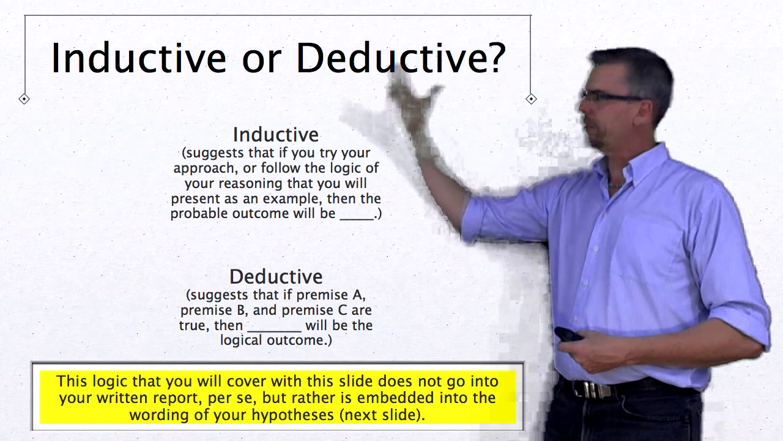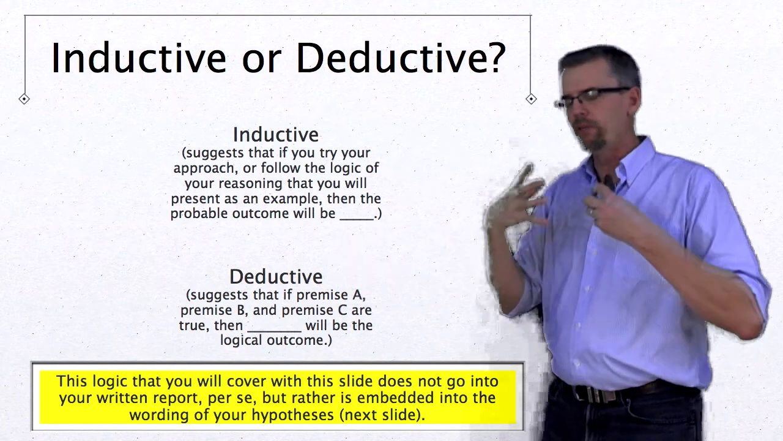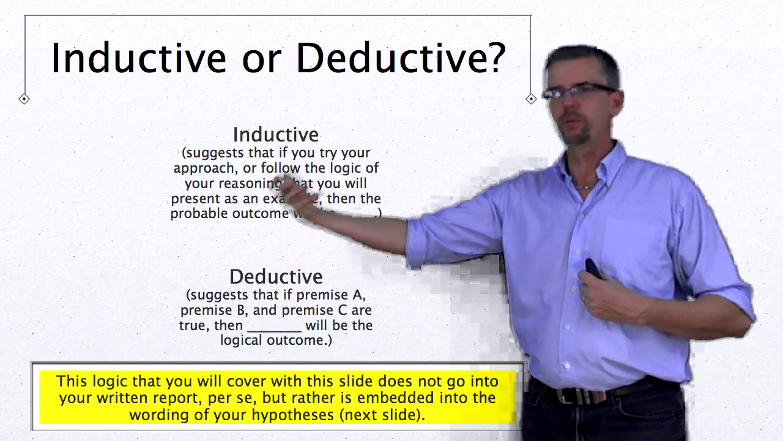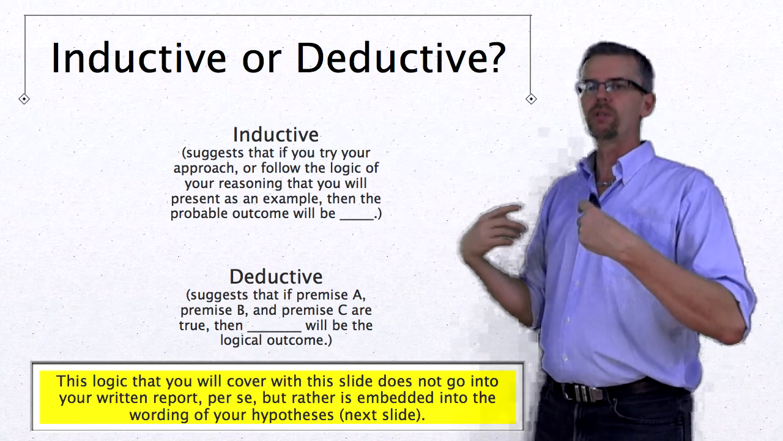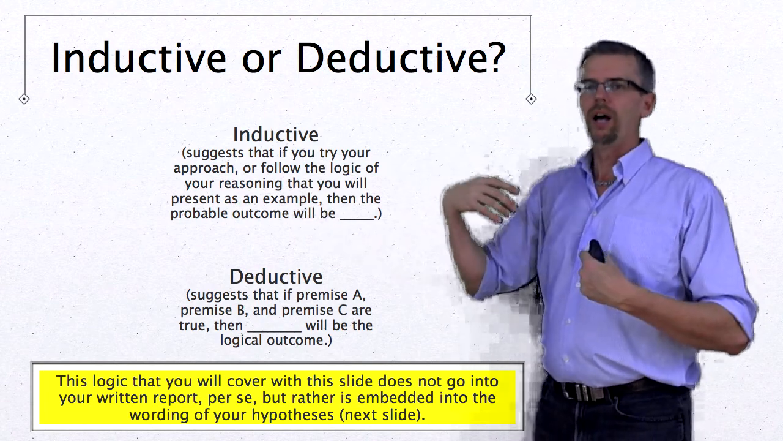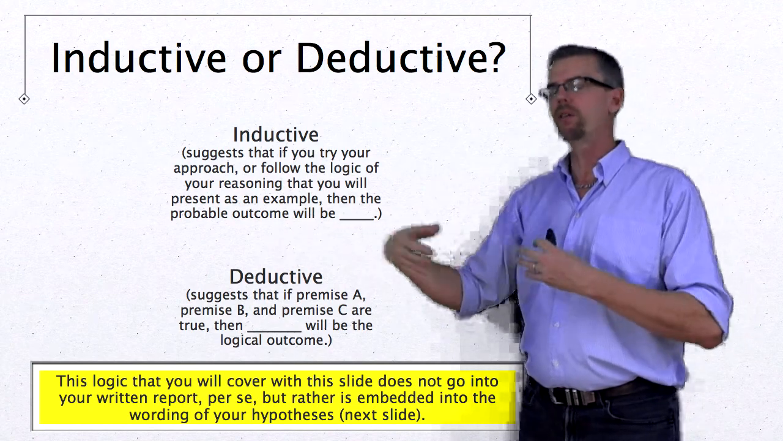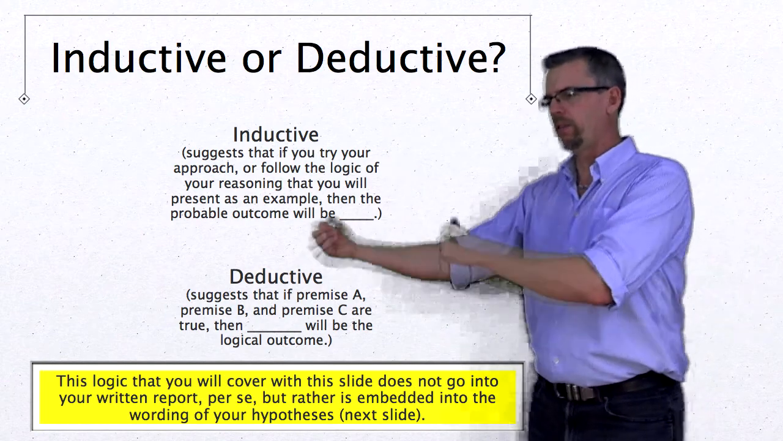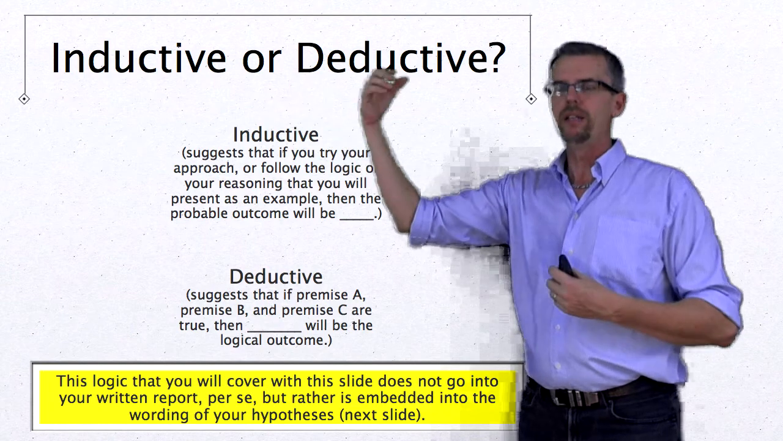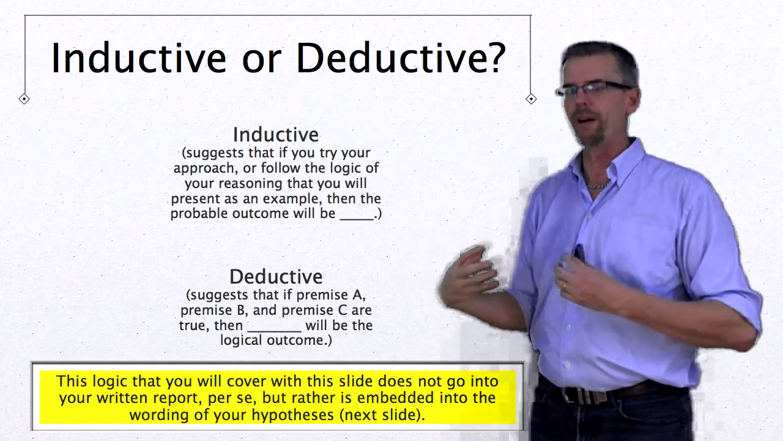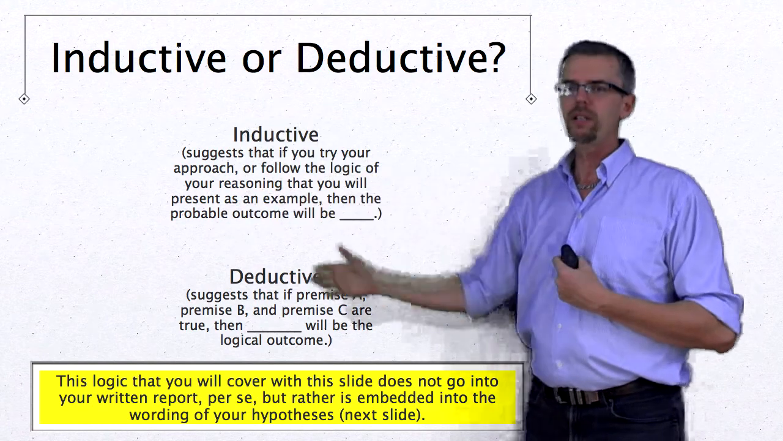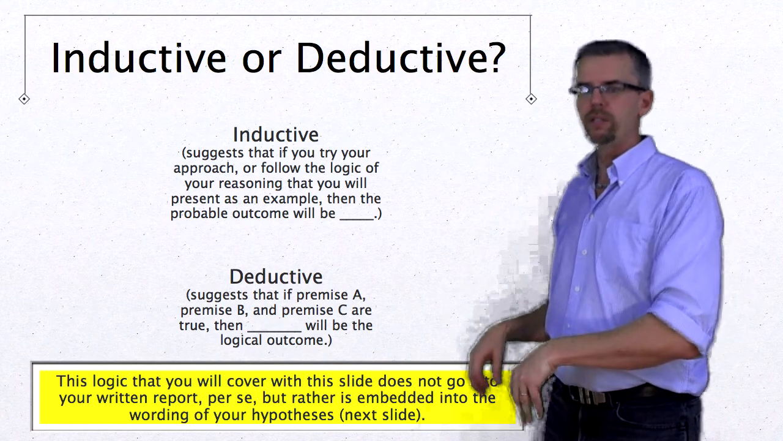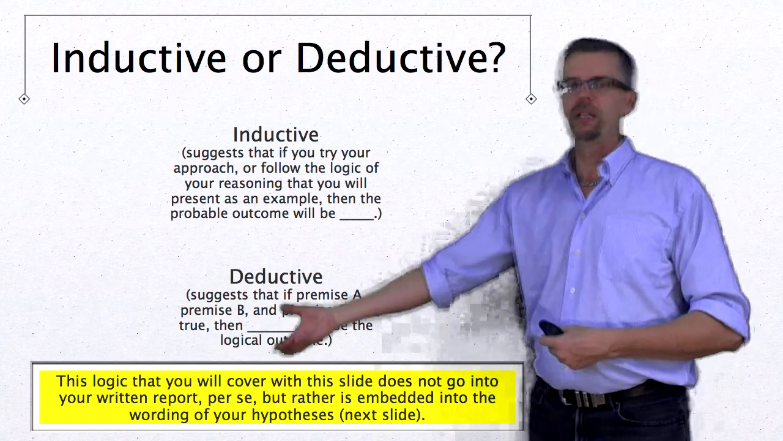And then you need to ask, are you doing an inductive sequence or a deductive sequence? So a paper follows a narrative, a presentation follows a narrative. Is that sequence an inductive sequence, where it suggests that if you try this approach, or if you follow this logic in your reasoning that I'm going to present in this example, the probable outcome will be blank? That's an inductive approach. Let's do this and this and this and this, and the probable outcome is going to be this. Nobody's done this before, but I'm using the research of others to support my theory that this would be the outcome. A deductive approach suggests that if premise A is true and premise B is true and premise C is true, then my research supports that this will be a logical outcome.